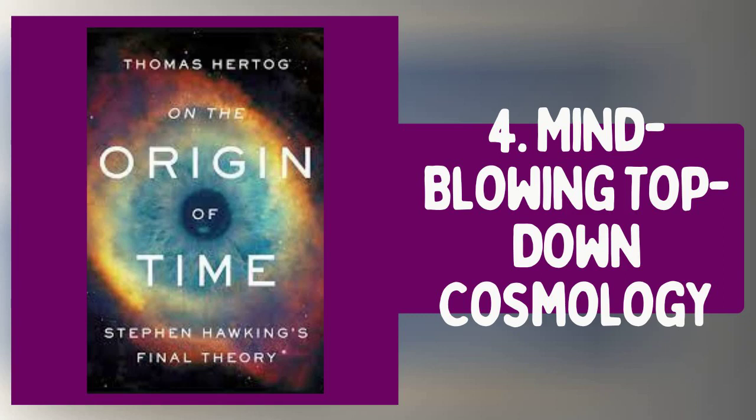This is called top-down cosmology, and it's easier to understand once we know that bottom-up cosmology studies the universe as it evolves forward in time. Scientists who do bottom-up cosmology start at the Big Bang and go forward, using scientific theories and evidence to predict what we should see. But top-down cosmology turns what we know about time, cause, and effect on its head.